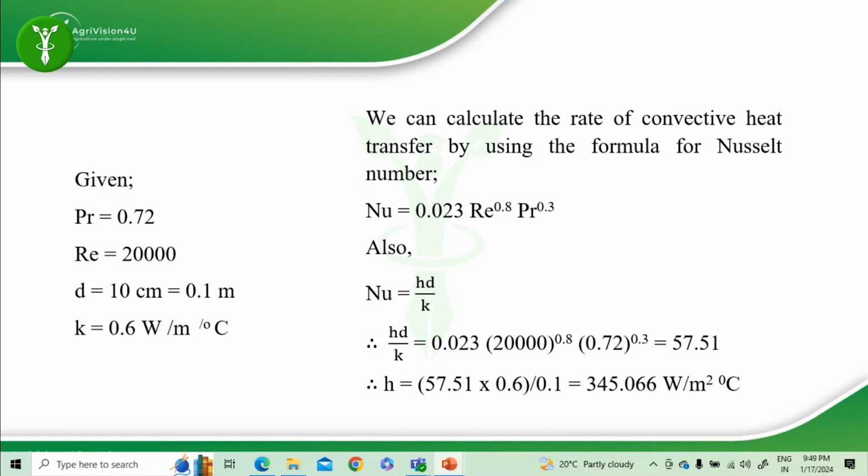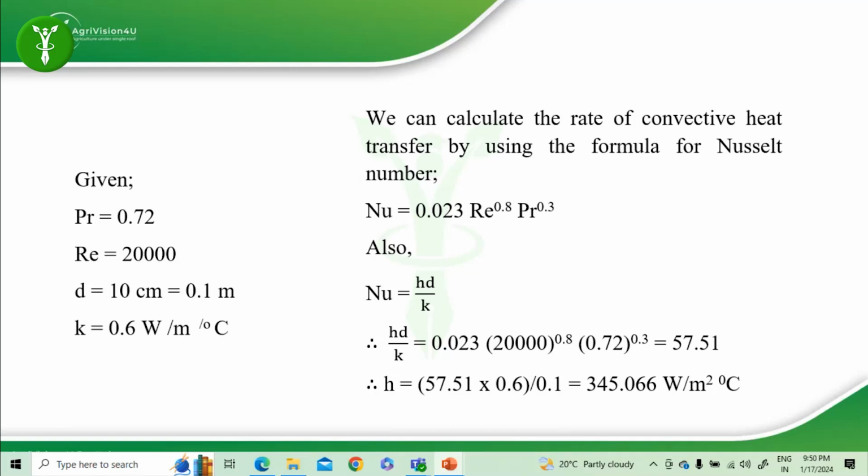Where H stands for the convective heat transfer coefficient, D is the diameter, and K is the thermal conductivity. Nu is equal to HD by K. Many times it might happen that you are provided with the value of Nusselt's number and you have to calculate the convective heat transfer coefficient, and vice versa. The convective heat transfer coefficient is given, and you have to calculate the Nusselt number.